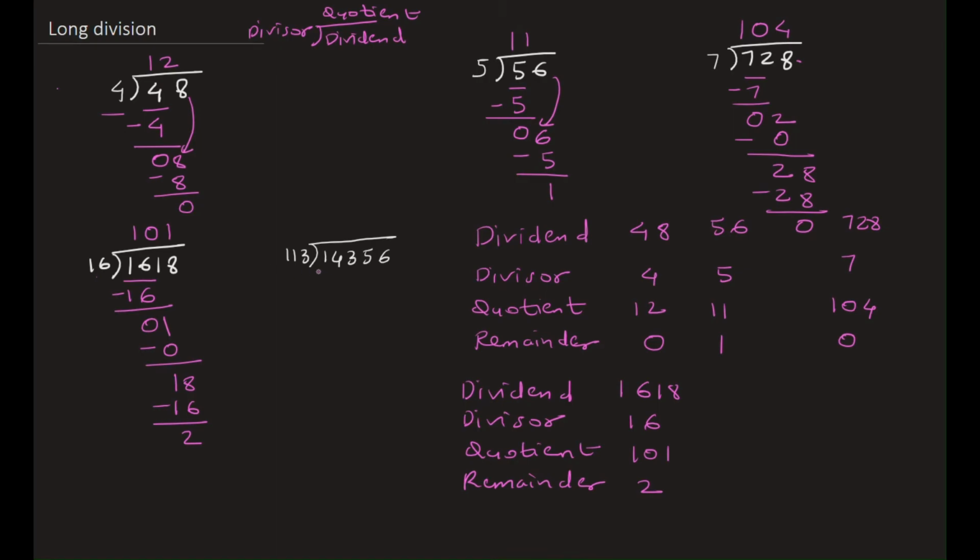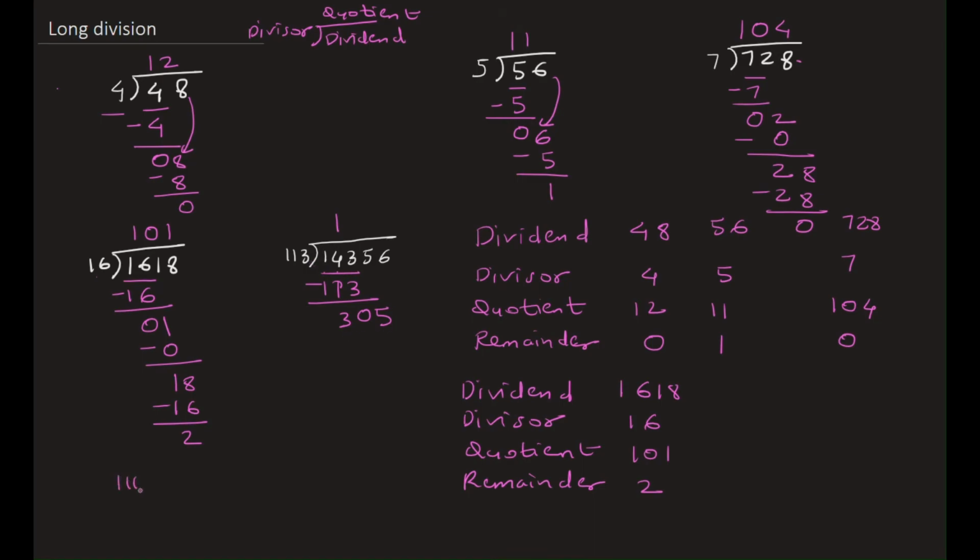Then the next sum, a slightly bigger one, is 14,356 divided by 113. Consider the first digit of the dividend, not enough. Second digit, not enough. The first three digits, 143. So 113 goes exactly once in 143. So I write 1 in the quotient space, multiply that quotient with 113, subtract the product from 143 and the answer is 30. Bring the next digit down, which is 5. So I have 305. 113 goes exactly twice in 305.